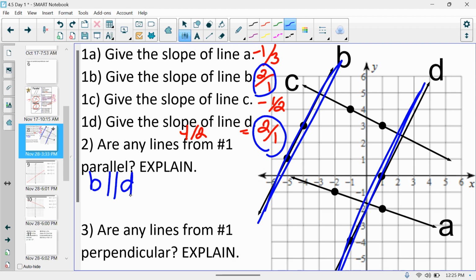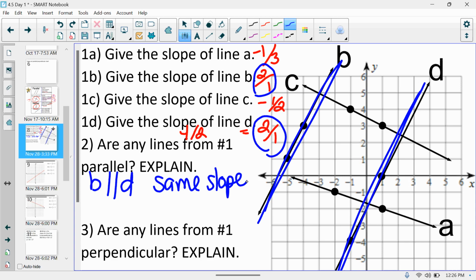And then we have to explain how we knew because, in the beginning I asked you to guess. But now that we have to actually explain, we can't just say, well, we thought they looked like they were parallel. How do we know for sure? Because they have the same slope.